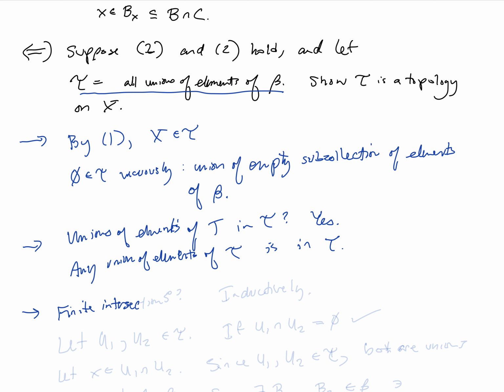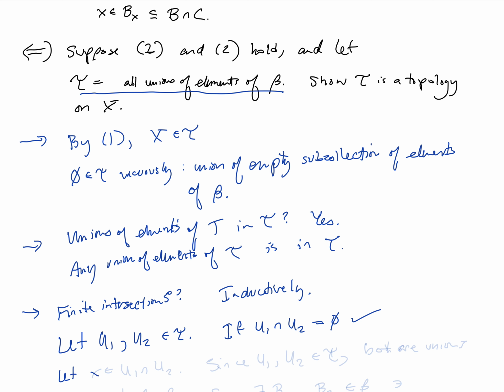Now that part is just a little bit trickier. Here we actually need to use condition 2 above, and we're going to do it inductively. So let's first start with two sets. Let U1 and U2 be elements of tau. We want to show that their intersection is in tau. If U1 intersected with U2 is equal to the empty set, then we're done. That's immediately in tau.